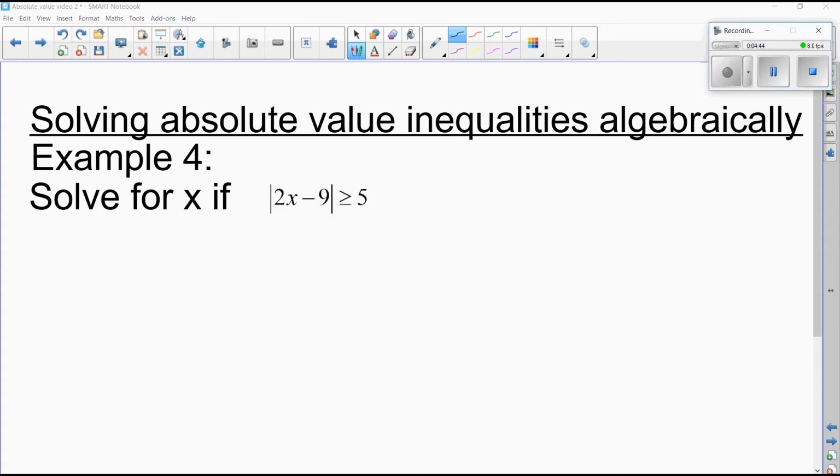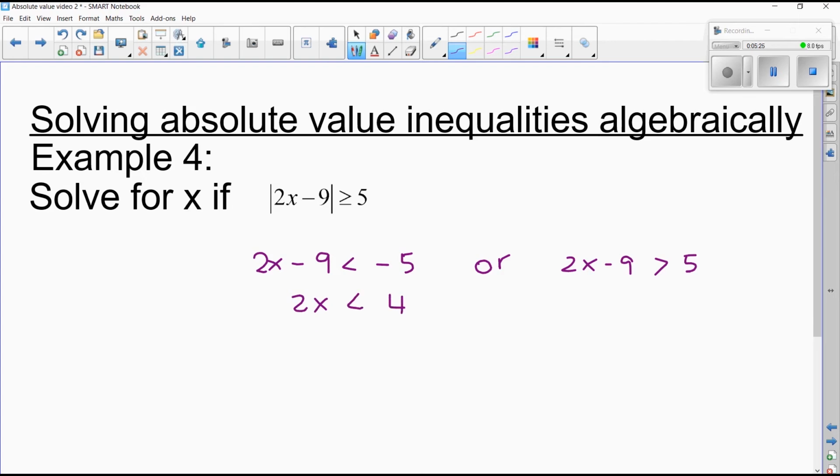In example 4, I'm asked to solve for x, and I have the absolute value of 2x minus 9 is greater than or equal to 5. So using the method that I used in the last example, I am going to say that 2x minus 9 must be less than negative 5, or 2x minus 9 must be greater than positive 5. And now I solve for x. So I have 2x. If I take the negative 9 across, I'm adding 9.